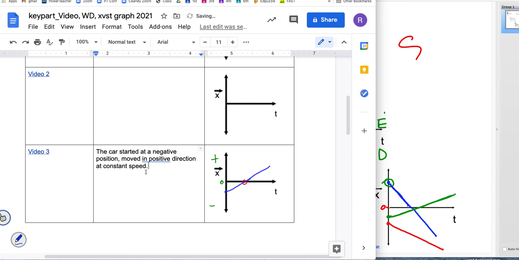Another way you could have phrased this is: the car started at a negative position. It moved at a positive constant velocity. And a detail here, we might want to add, and ended at a positive position. That's the idea that it started at a negative position, went through position 0, and ended at some positive position. I hope that helps.